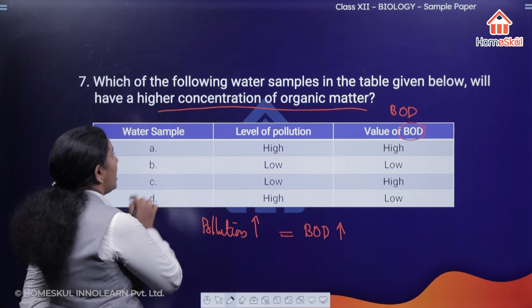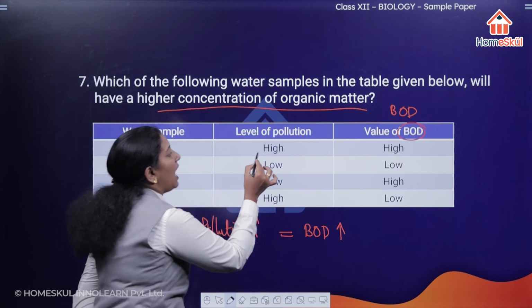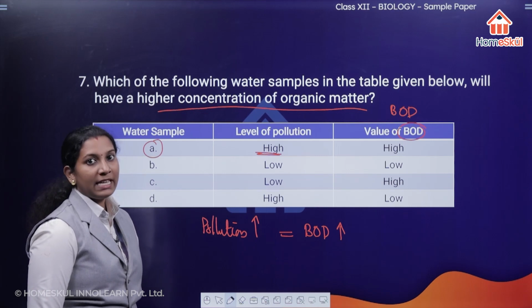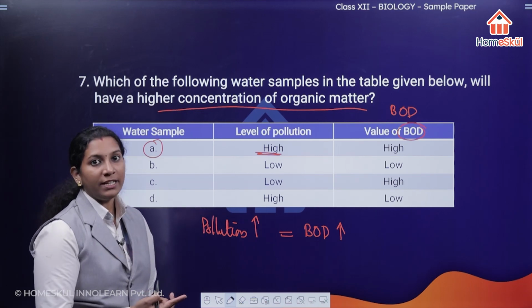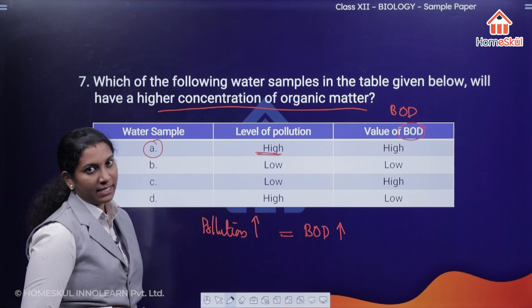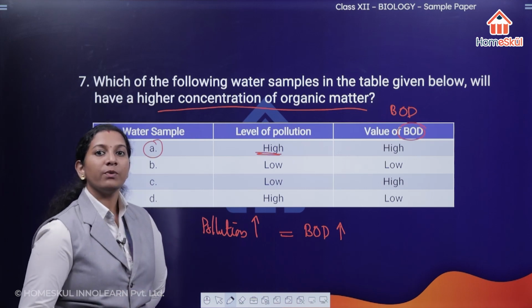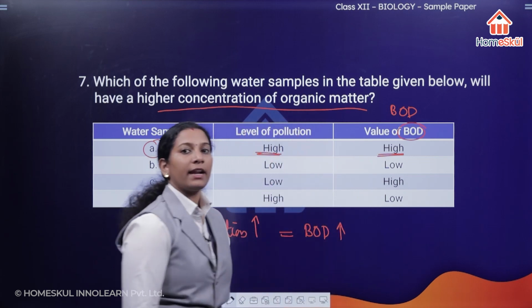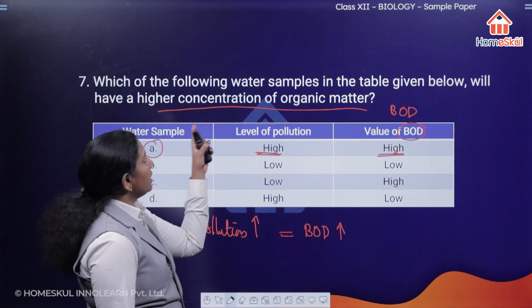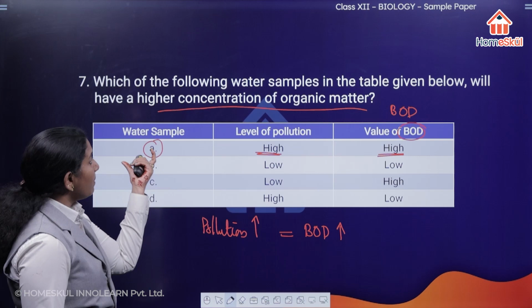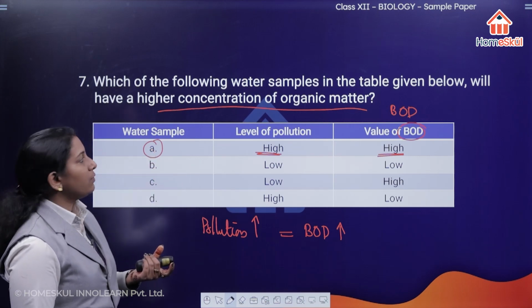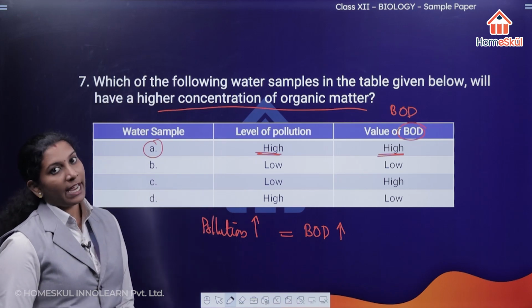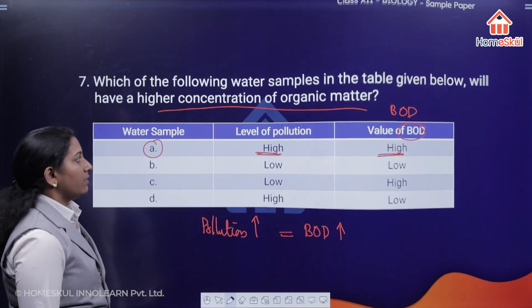Okay, so water sample A will be having a high level of pollution. Right, so that means it requires more oxygen to decompose the organic matter present in the water body. So the BOD level will also be very high, right? So this will be the correct option. Okay, so water sample A in the table will show a high concentration of organic matter, right? So that will be the answer.